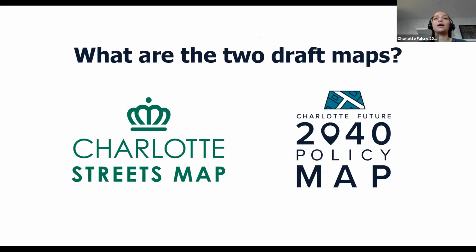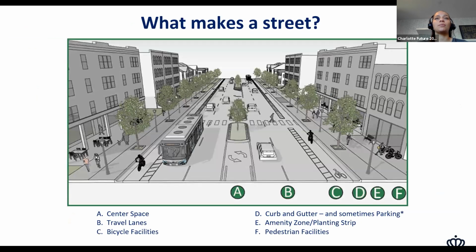So what are the two draft maps? Before we get into that, let's talk about what makes up a street. What you see on your screen is what we call a cross section, and that's what's going to be regulated by the Charlotte Streets Map. If you read the screen from left to right, you'll see all of the components that we typically find in the street. Now, it's important to note that not every street has all of these components, but most streets have a combination of at least two or more of these.